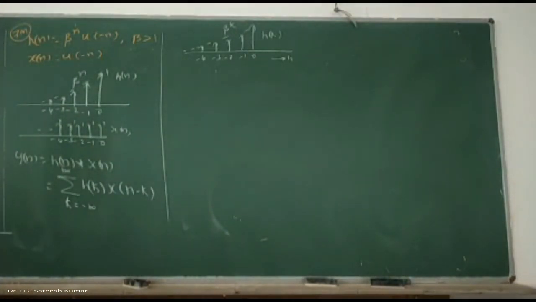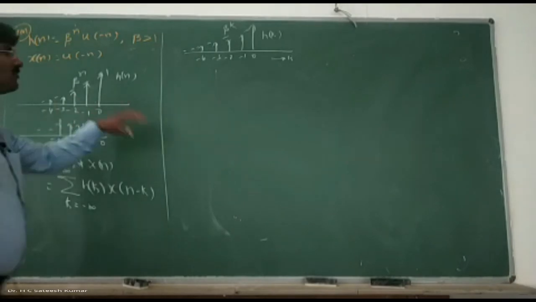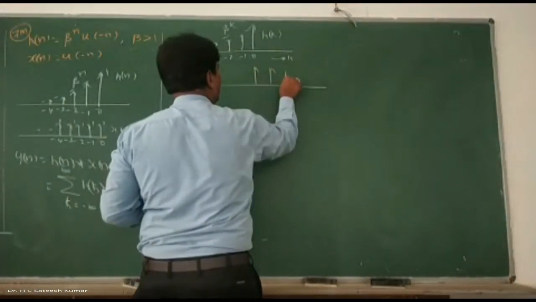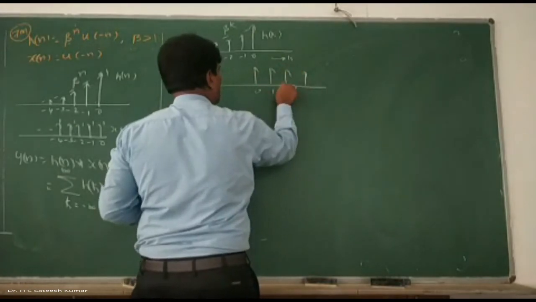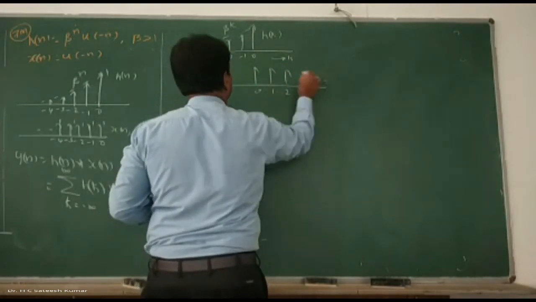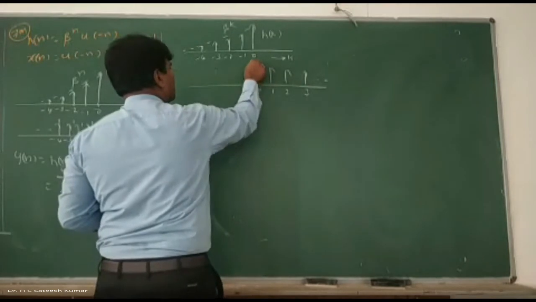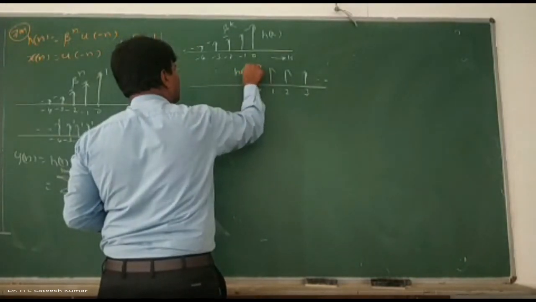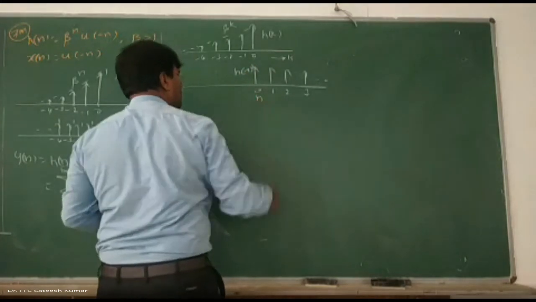X of minus k. X of minus k means the folded version of it. The folded version will go to the positive side: 0, 1, 2, 3, and so on. Okay, right. So this is your h of minus k. This 0th value will be taken as 1.